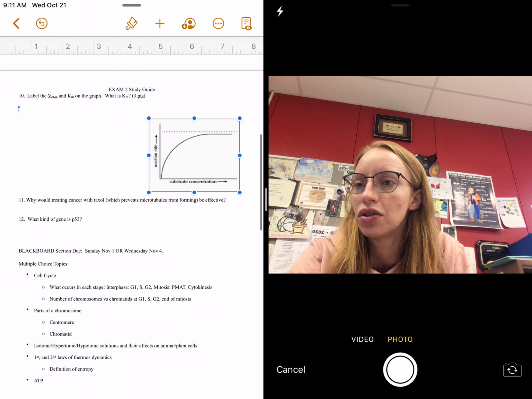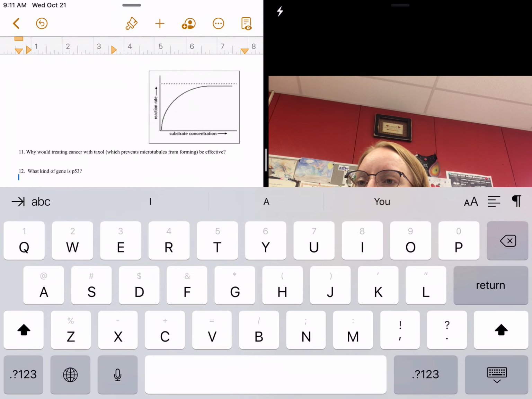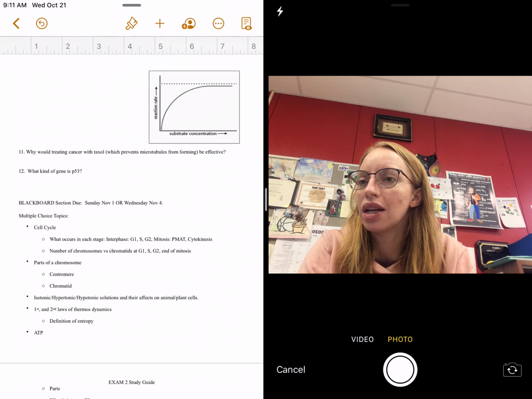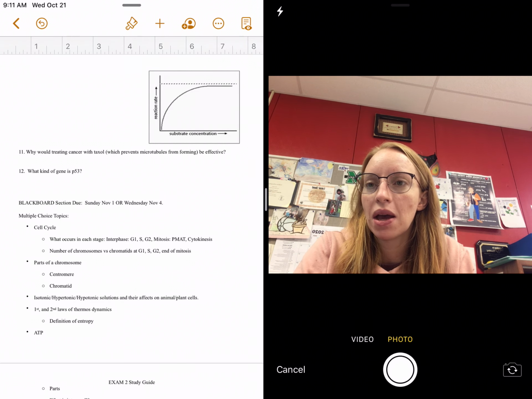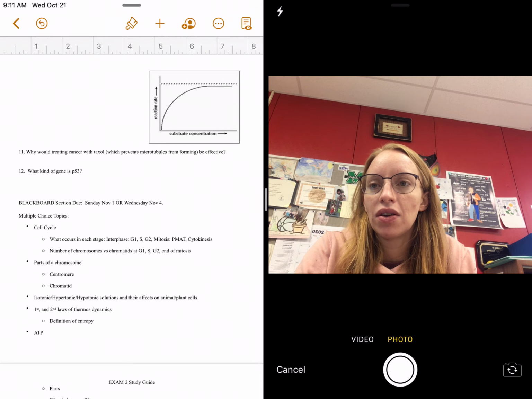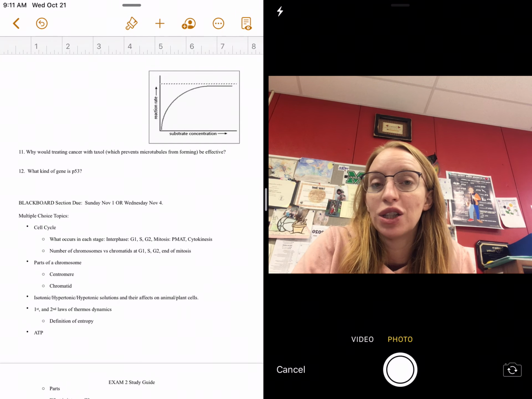Next question. It says, why would treating cancer with Taxol, which prevents microtubules forming, be effective? So microtubules are what causes the spindle fibers to form. They're part of the structure of spindle fibers.